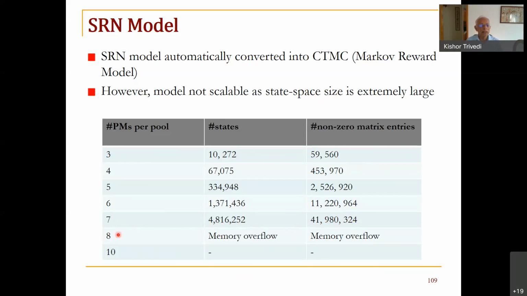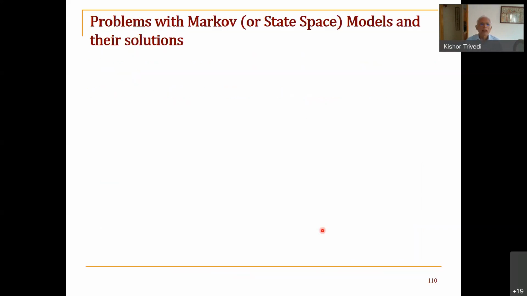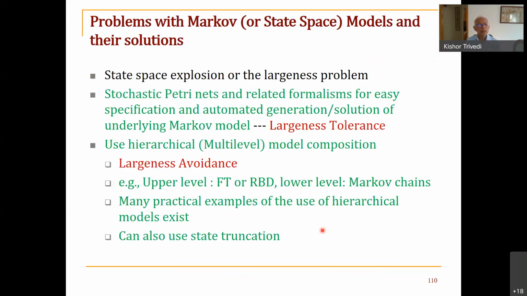And when we went to 888 on that particular workstation, the memory overflow occurred. So the point is that the scalability of this method, which we call largeness tolerance, is limited. And so the problem of state space explosion is still open. So the next method is what we call largeness avoidance.